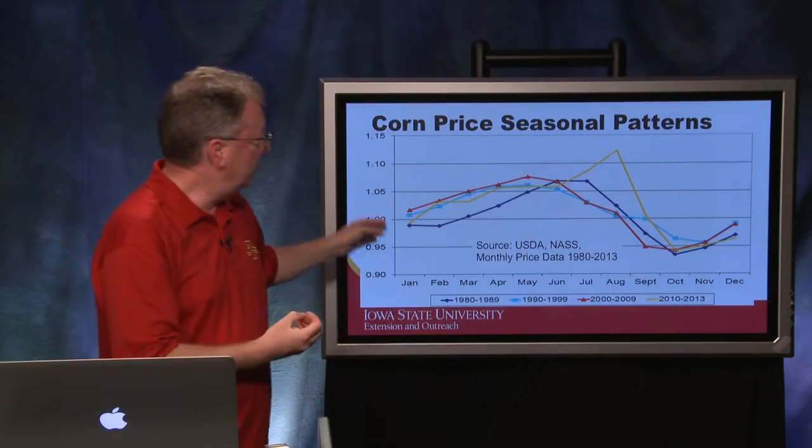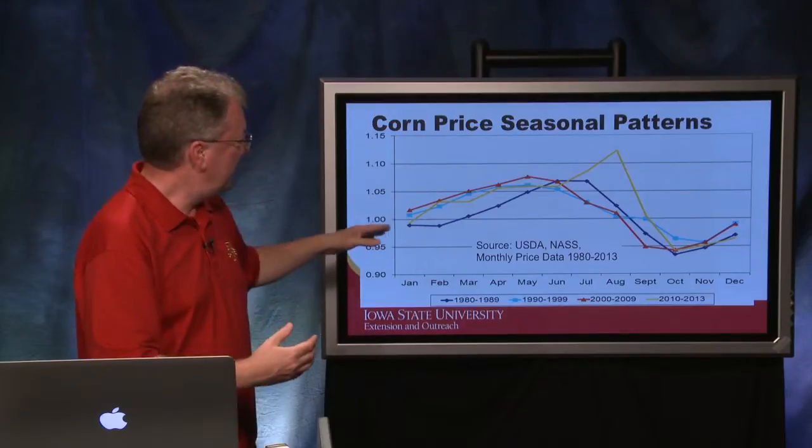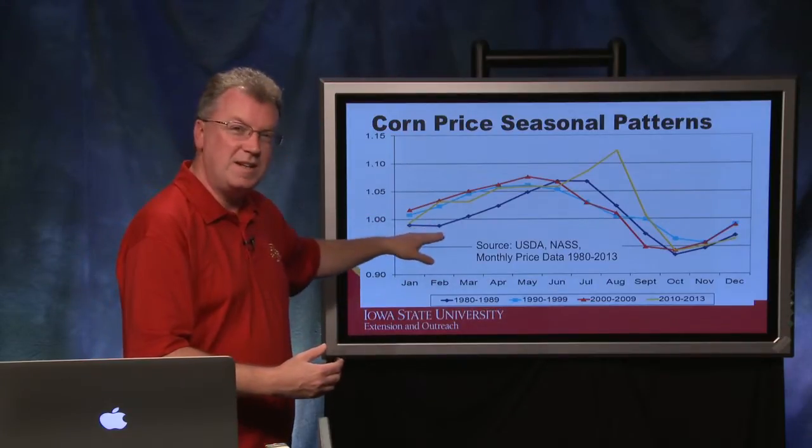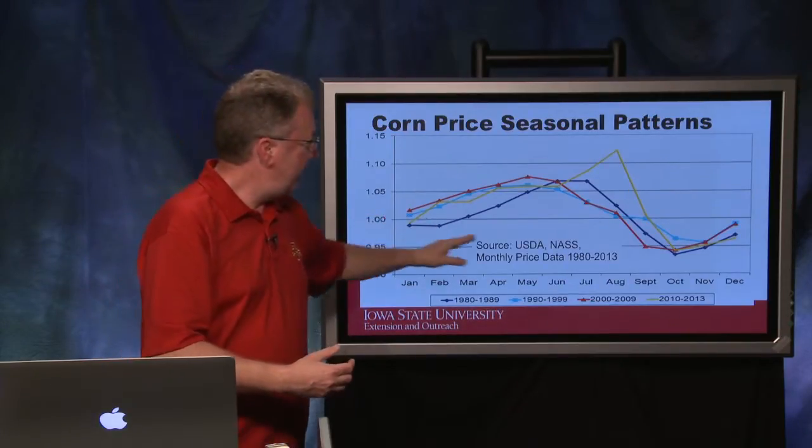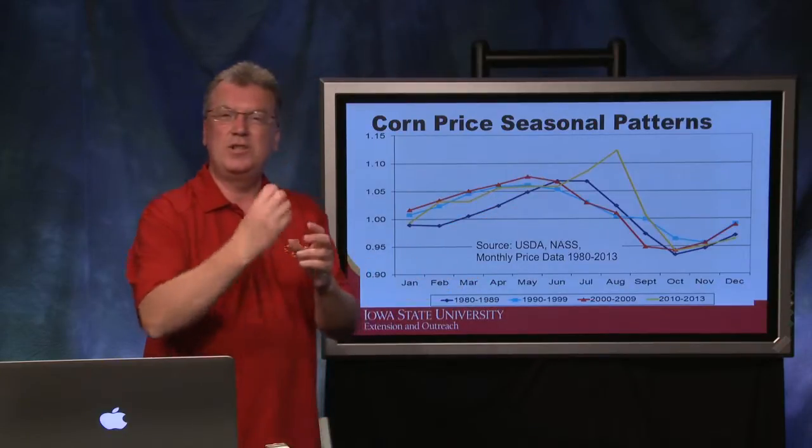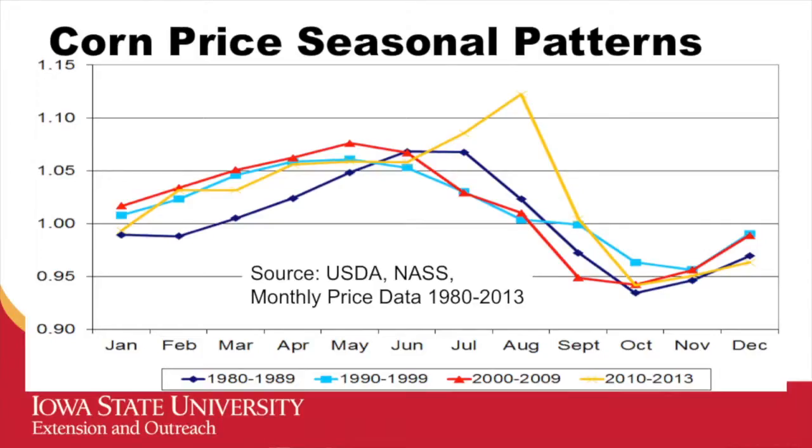In the 80s, the blue line here, we saw that seasonal pattern stay a little flatter on the front end here when we first started the year and really build up as we looked at June and July out there. But again, you see it dip down into the harvest lows. When we got to the 90s and the 2000s, what we saw is a little more strength on the front end of the seasonal pattern, and the highs come a little earlier, in this case April or May.